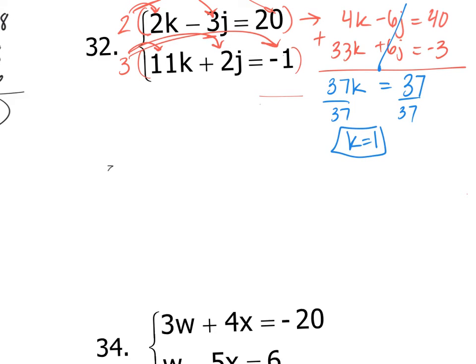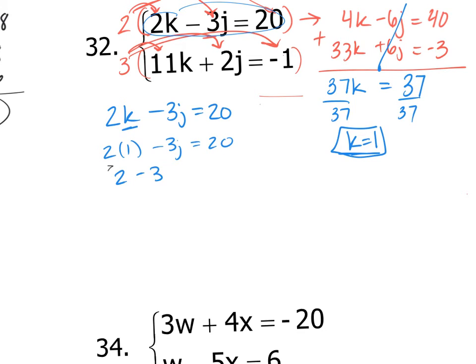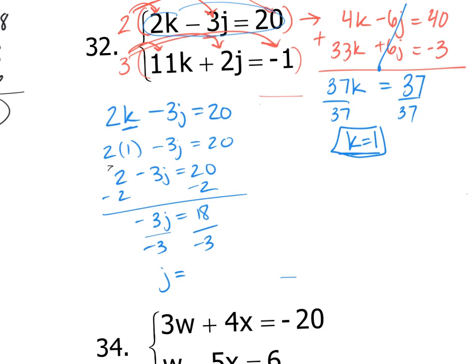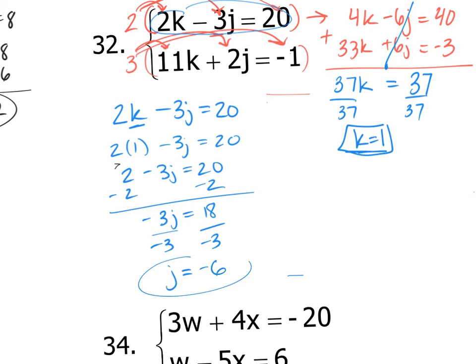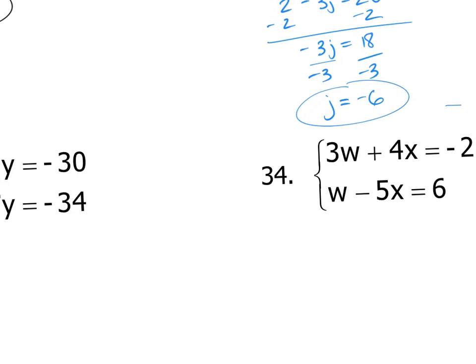Awesome. Now just plug this k back into either one of the original equations and you'll have your answer for j. I think I'm going to pick the top equation, which was originally 2k minus 3j equals 20. And instead of writing k, I'm going to write what k equals, which is 1. So 2 times 1 minus 3j equals 20. So in other words, 2 minus 3j equals 20. If I subtract 2 from both sides, I have negative 3j equals 18. And if I divide by negative 3 to get j by itself, I have j equals negative 6. So I have my j and my k. We're done with number 32.